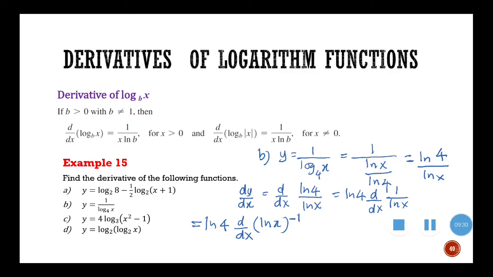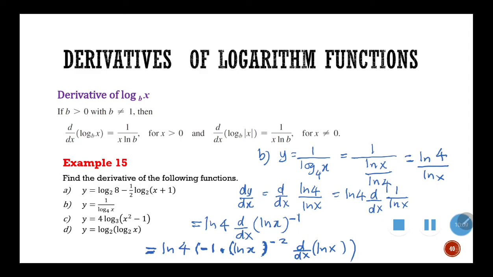Here we apply the technique we have learned, the chain rule. The derivative of ln x to the power of negative 1: bring down the power negative 1, multiply with ln x, copy whatever is inside, as I always say, and the power is reduced by 1, so negative 1 minus 1 is negative 2. And do not forget d dx of ln x, differentiate what is inside.